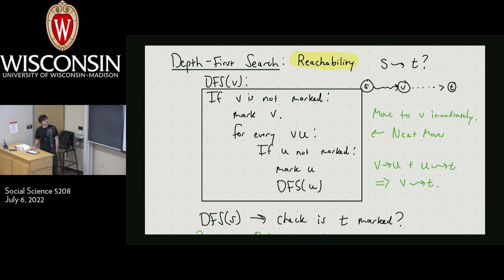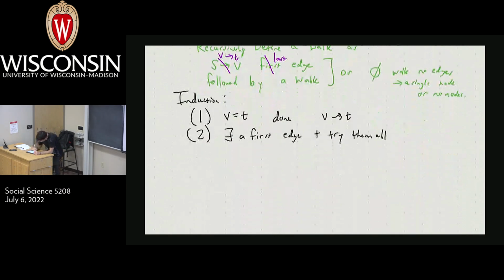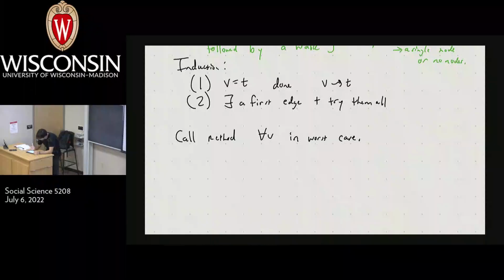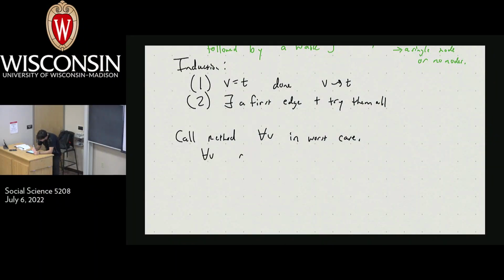Here's the algorithm, and then what's the analysis? Well, for each node, in the worst case, we're going to call this on every node. That's the subproblems for every V. So we'll call this method for every V in the worst case. And for each V, how much work do we do? Well, we're going to loop through all the neighbors of V. And for each V, we do degree of V work to consider each neighbor.